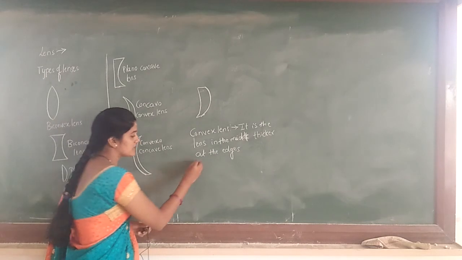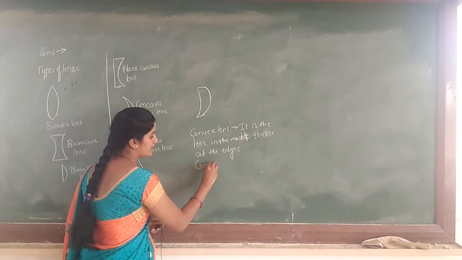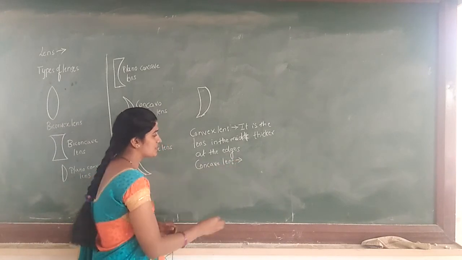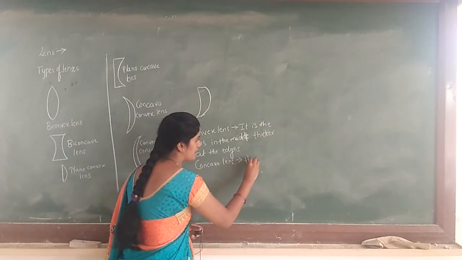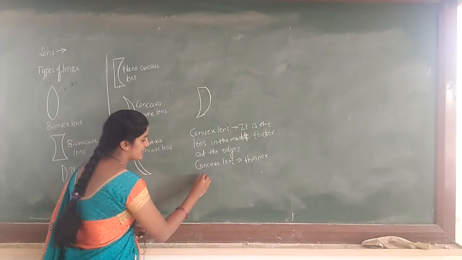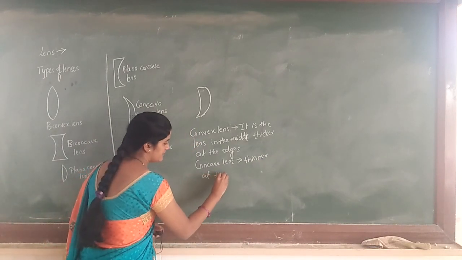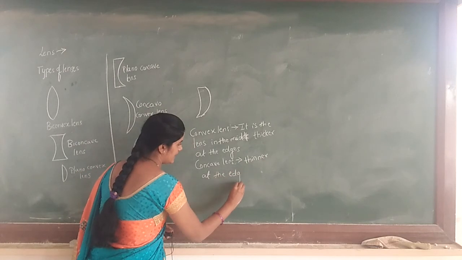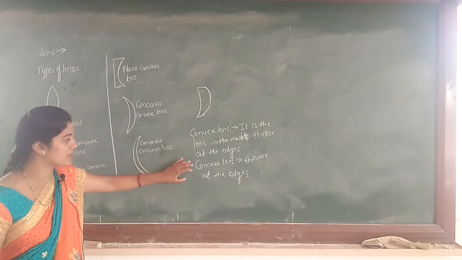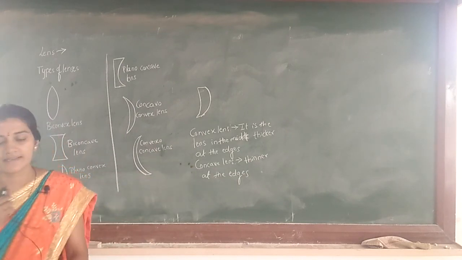Next, the other one will be the concave lens. A concave lens should be thinner in the middle part. It is thinner at the middle part. Now, at the edges we are considering, a convex lens should be thicker at the edge. Concave is what? It should be thinner.